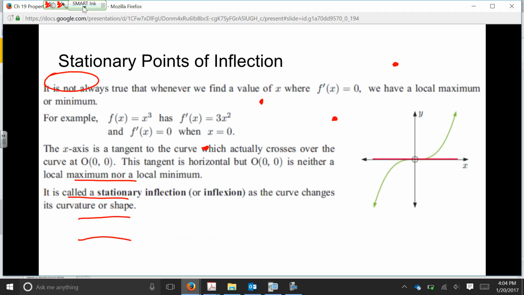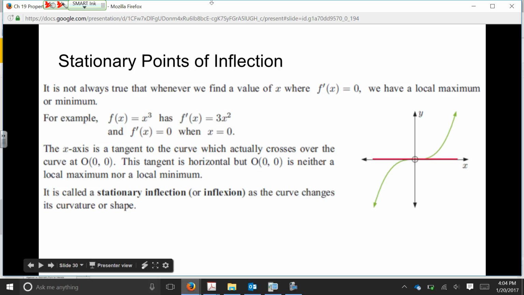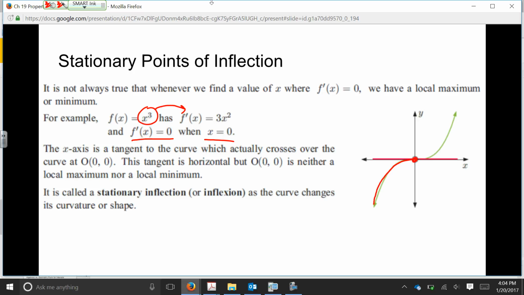Let's spend another few moments talking about stationary points of inflection. All right, so it's not always true that whenever we find the value of x where the derivative equals 0, we have a local max or a local minimum. For instance, if we have f of x equals x cubed, we see f prime of x equals 3x squared. And obviously we know that f prime of x equals 0 when x equals 0. But when I look at that function, it's going along here, I get to 0, and that's not a local max or a local min. It's just kind of like a stop in the road, okay?